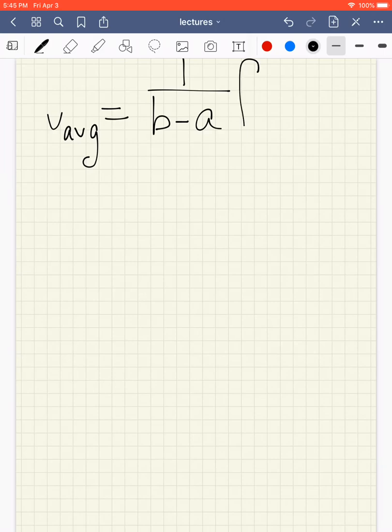So if you look at the bottom of the page, it says the definition of the average value of a function: if f is a continuous function on the closed interval I from a to b, where b is greater than a, in other words, b is on the right-hand side of a, then the average value of f is given by the average value equals 1 over b minus a times the integral from a to b of f of x dx.